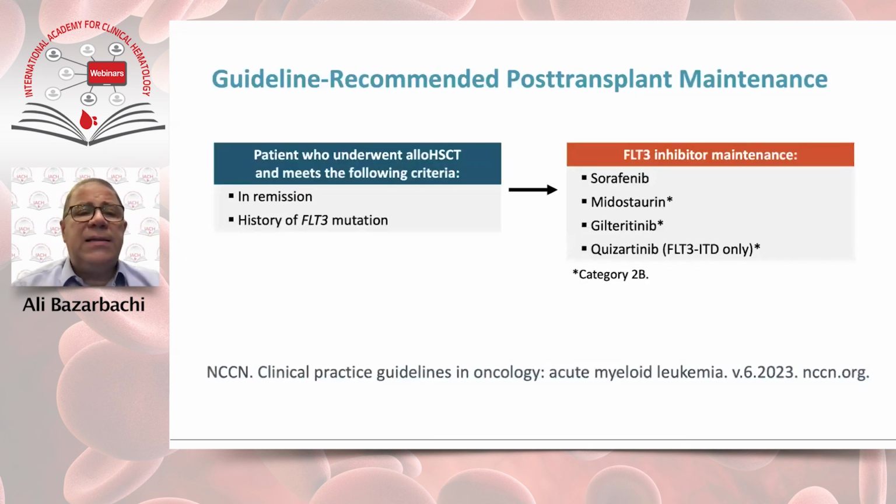So when we go to guidelines, these are the NCCN guidelines for recommended post-transplant maintenance. You can see that for the version 6 of 2023, patients who underwent allotransplant and meet the following criteria in remission and history of FLT3 mutation, FLT3 inhibitor maintenance is recommended. Sorafenib is the first choice, and this is category 1. And then you have midostaurin, gilteritinib, and quizartinib as category 2B.